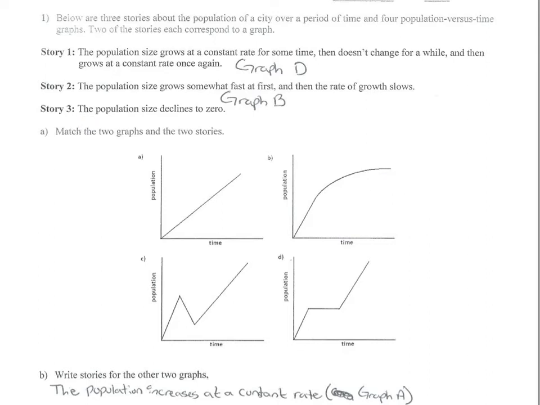The population size declines to 0. You'll notice none of these graphs end at a population of 0, which hits the x-axis. So since none of them hit the x-axis, that can't be any of the graphs.